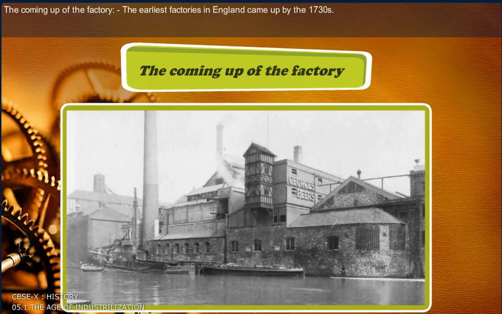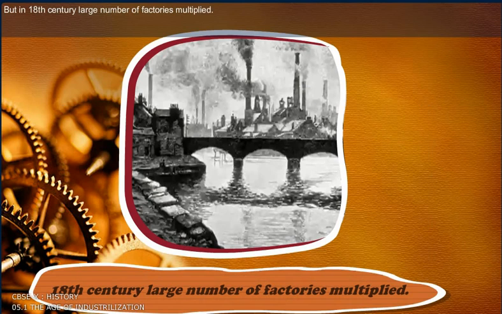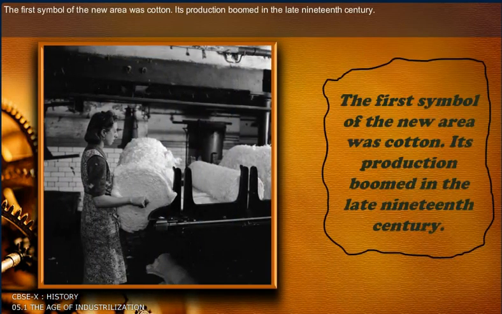The coming up of the factory. The earliest factories in England came up by the 1730s. But in the 18th century, a large number of factories multiplied. The first symbol of the new era was cotton. Its production boomed in the late 19th century.